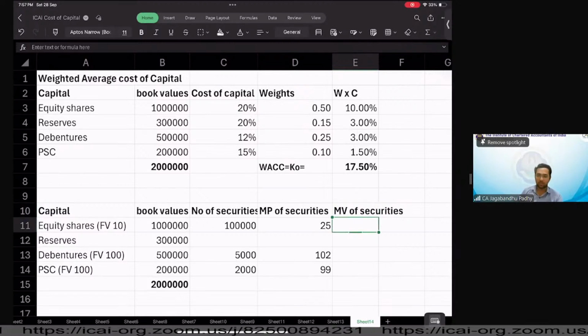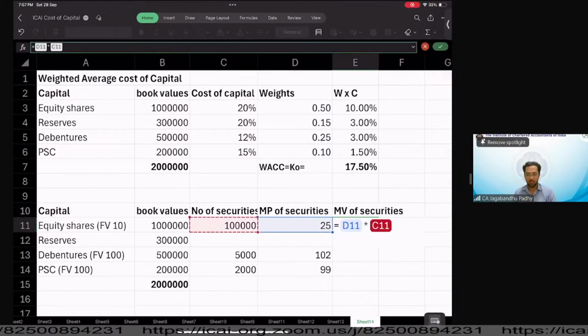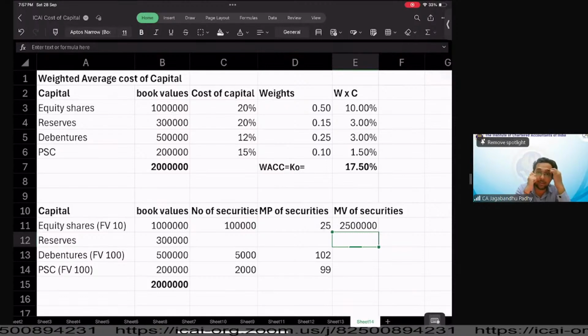What is the market value of securities? Tell me, what's the market value of the equity shares of the company? Overall market value, all shares together, what will be the market value of equity shares? Market value of all equity shares: 25 lakhs. Can I say it will be 25 into 1 lakh? Okay. Tell me, what is the market value of reserves here?